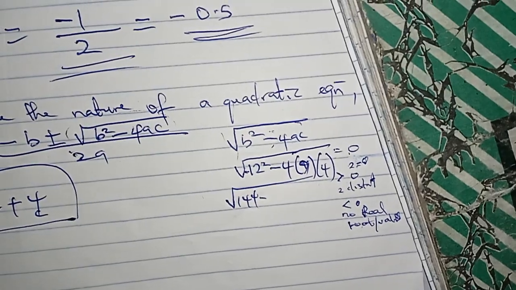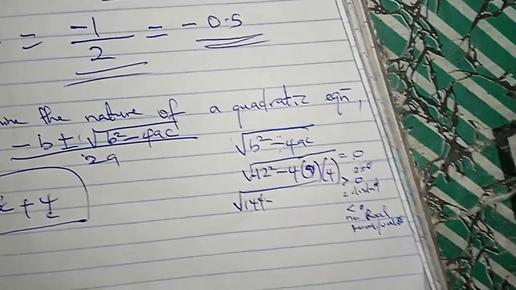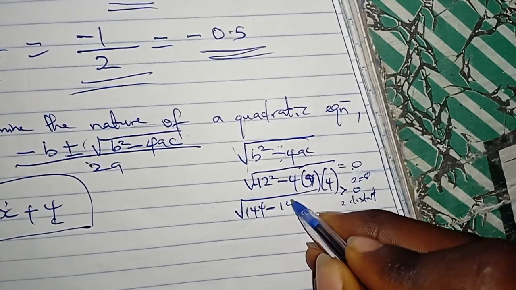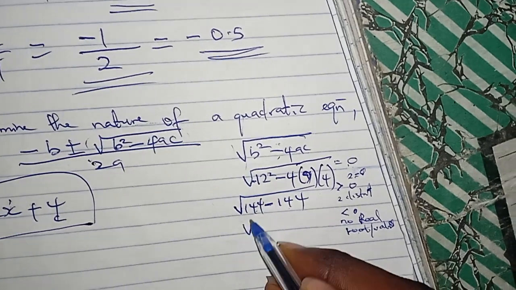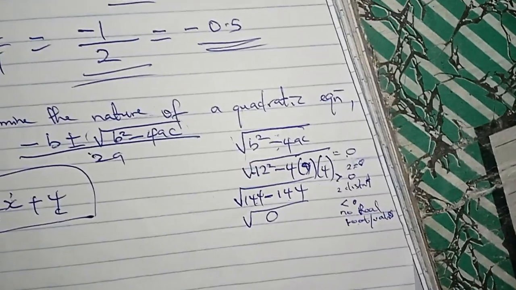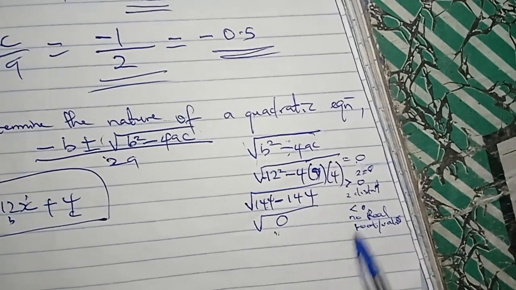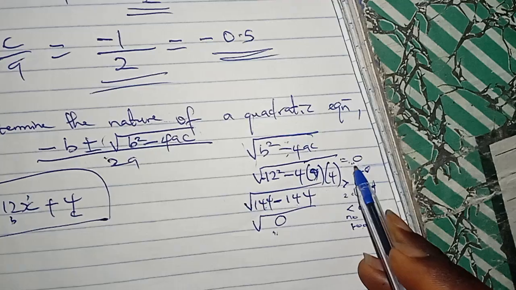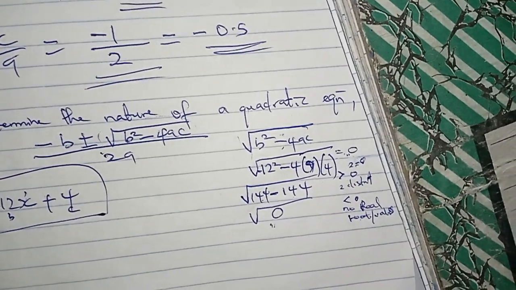4 times 9 times 4, which is also 144. 144 minus 144 is 0. Are you seeing it? 0. So this is giving me 0, which means that it is equal to 0. If it's equal to 0, we say that it will have equal roots, or you say equal values.